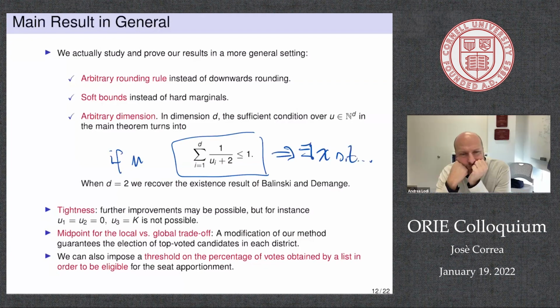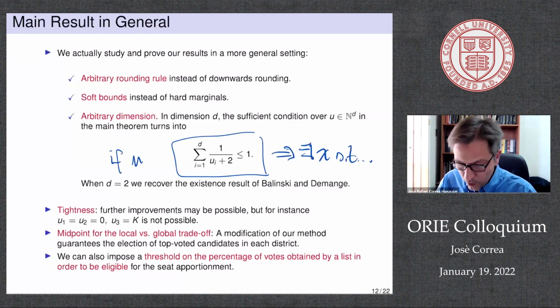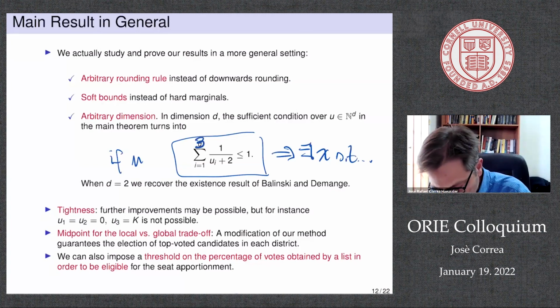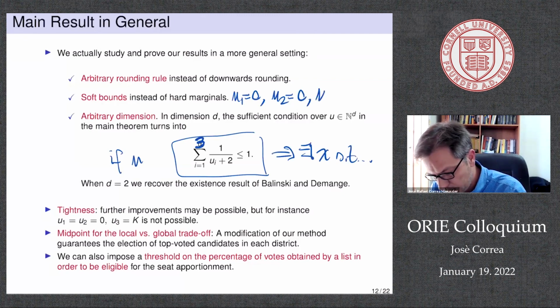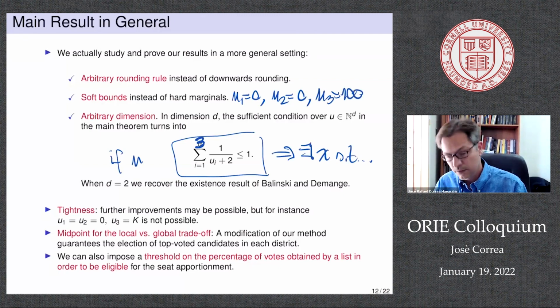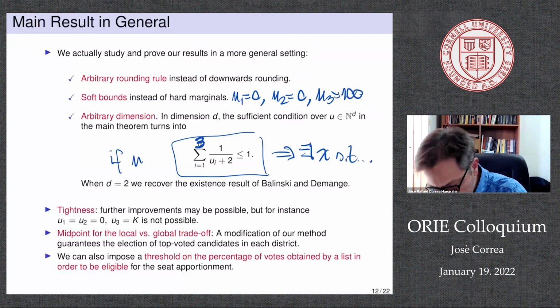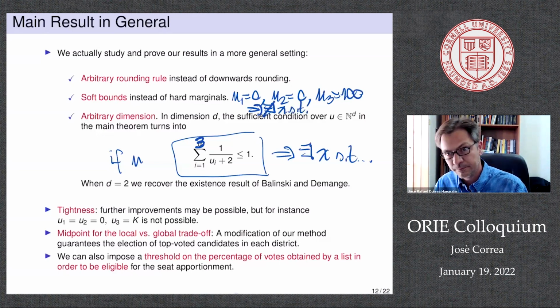Now this condition is best possible only in the sense of thinking of dimension 3. It's best possible only because I know that if I take U1 equals 0, U2 equals 0, and U3 equals 100, then there does not exist X such that blah blah blah. So this condition is satisfied by some vectors, but it's not satisfied by some other vectors. What I'm saying is that I cannot prove nonexistence for all vectors that do not satisfy this condition.